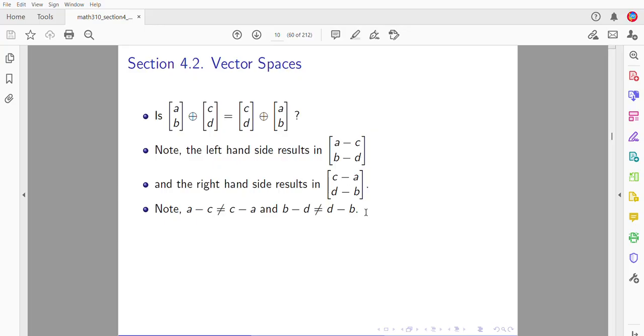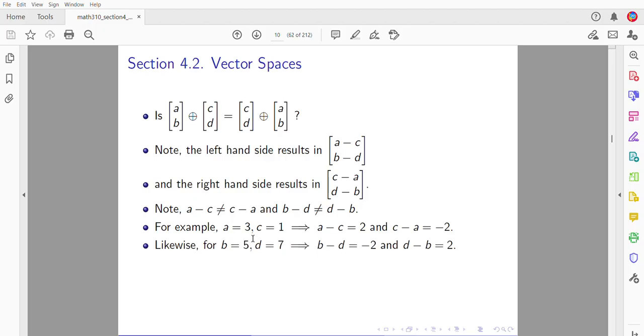When you say something is not, then you have to provide an example. Suppose a is 3, c is 1, then a − c is 2, whereas c − a is negative 2. Likewise, when b is 5, d is 7, b − d is negative 2, d − b is 2. So they are not equal. If you say something fails, all you have to do is give one counterexample, which means this equality does not hold true. That is, the vector addition is not commutative.